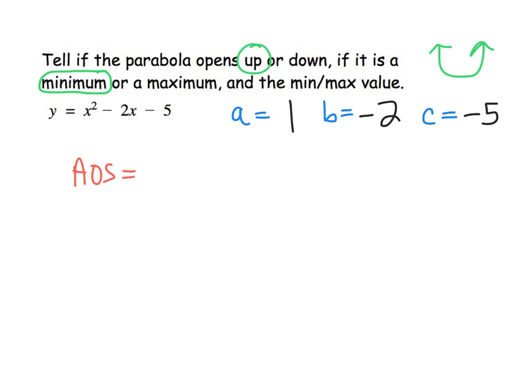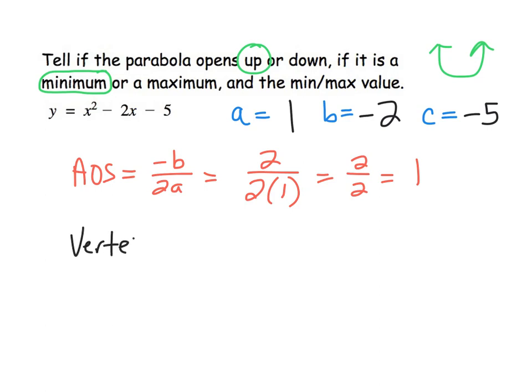So to find my axis of symmetry, I'm going to take the opposite of my b. So the opposite, here, let's just write it, the opposite of b over 2a. So the opposite of my b is -2, so that's going to be +2 over 2 times a is 1. So 2 over 2 equals 1. So I know that in my vertex, my x value of my vertex is 1. All I need to do now is find my y value.